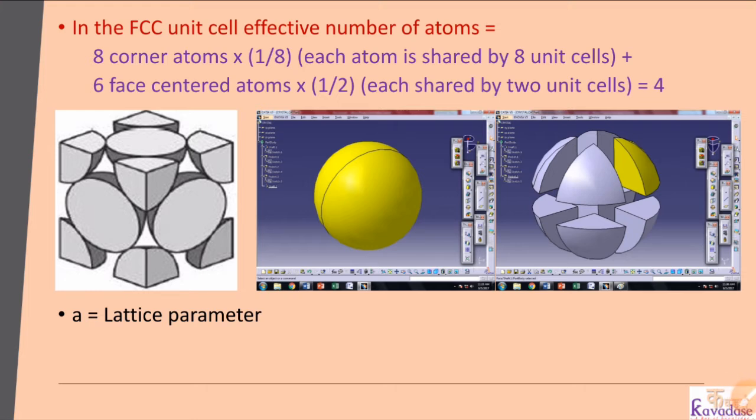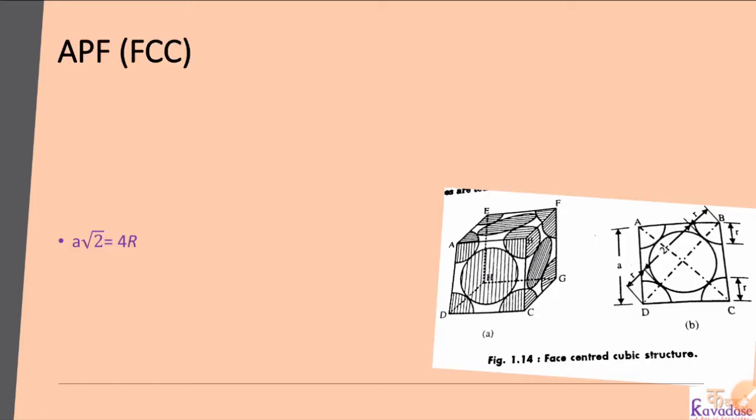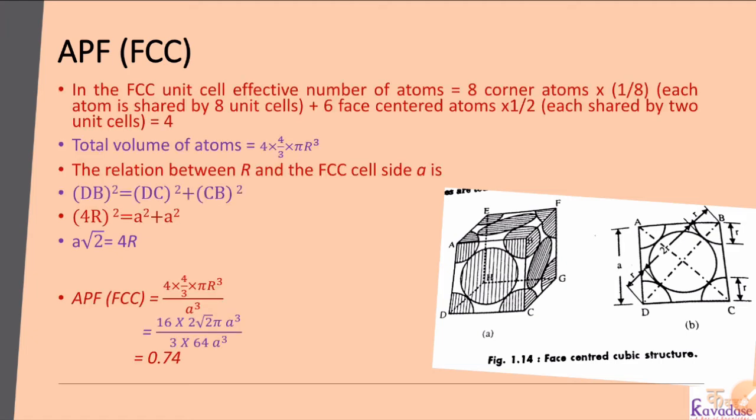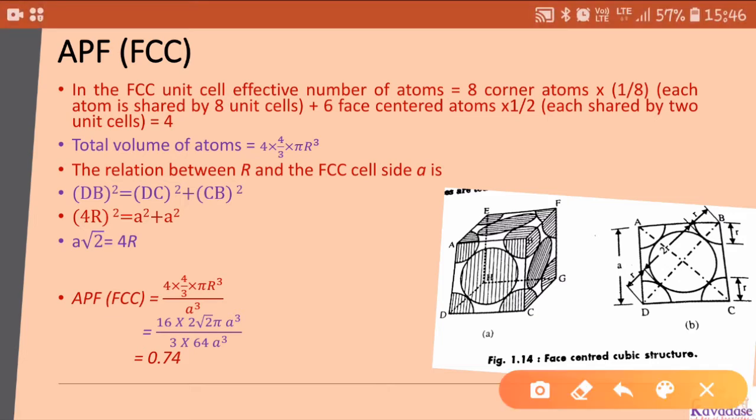So here A is the lattice parameter. You already know what lattice parameters are: the lengths from origin to X, origin to Y, and origin to Z, A, B and C. R is the radius of the atom. We have considered the unit cell as a cubical cell, so A equals B equals C in this cubic structure. To calculate APF for FCC, we have already calculated that the total number of effective atoms is 4.